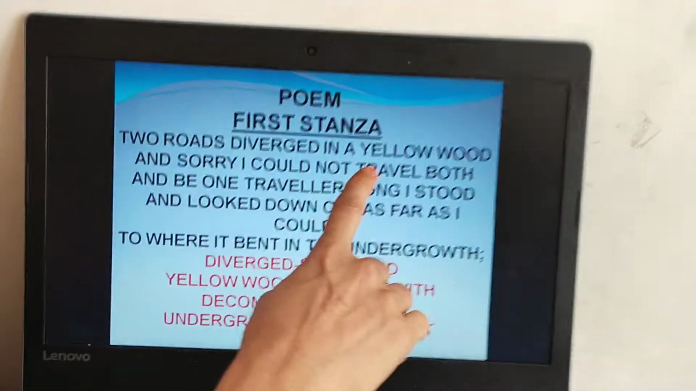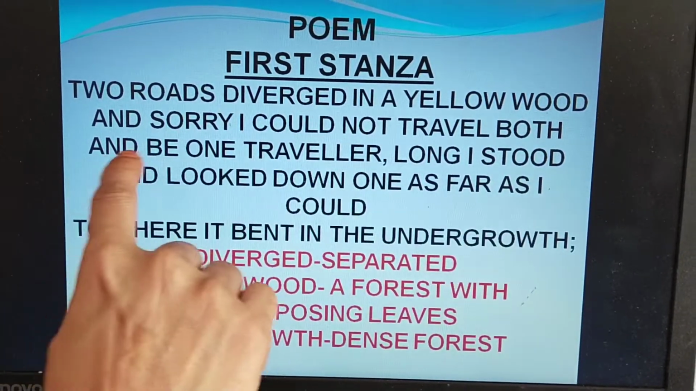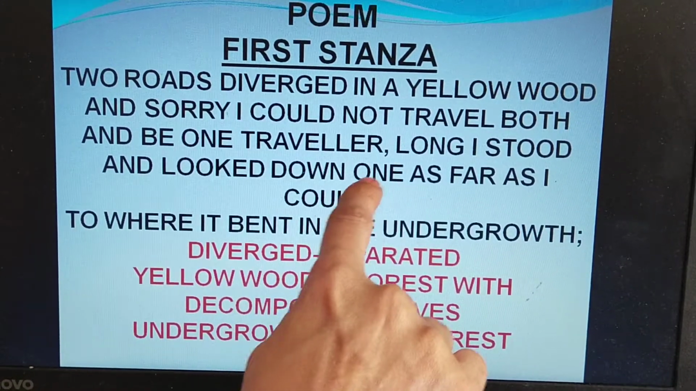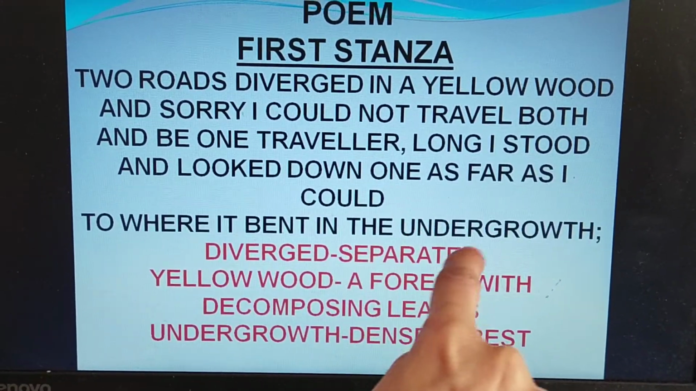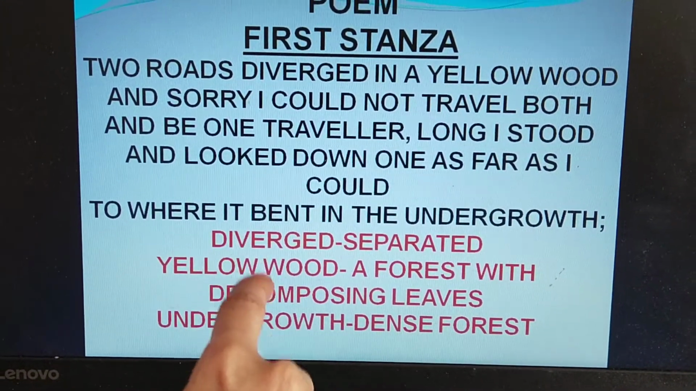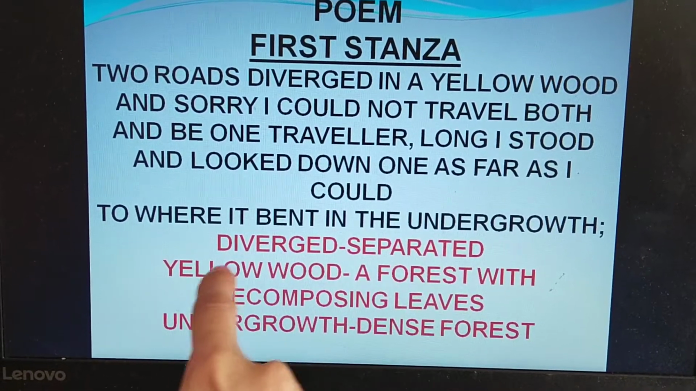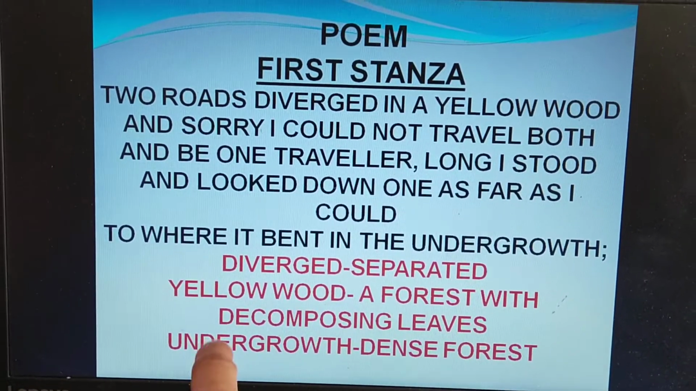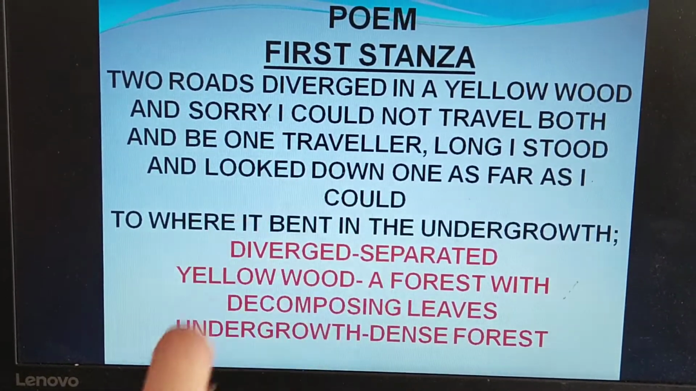Two roads diverged in a yellow wood, and sorry I could not travel both, and be one traveller, long I stood, and looked down one as far as I could, to where it bent in the undergrowth. Before discussing the explanation of the poetry, let us see the glossary. Diverged means separated. Yellow wood means a forest with decomposing leaves. Undergrowth means dense forest. Now students, come to the explanation.